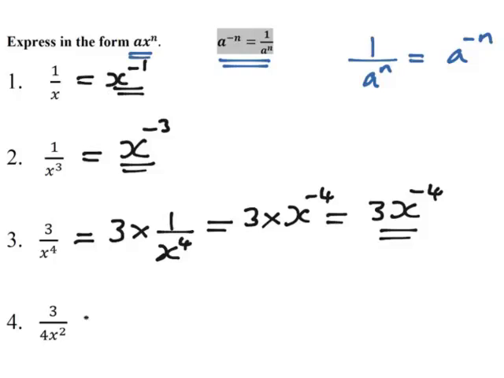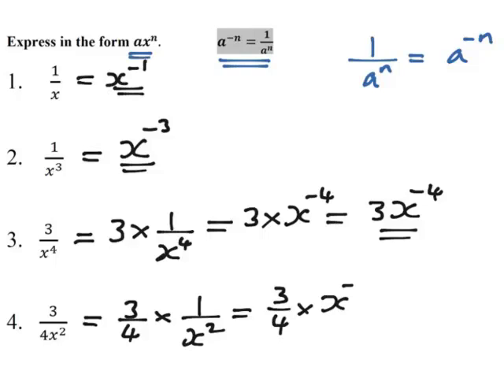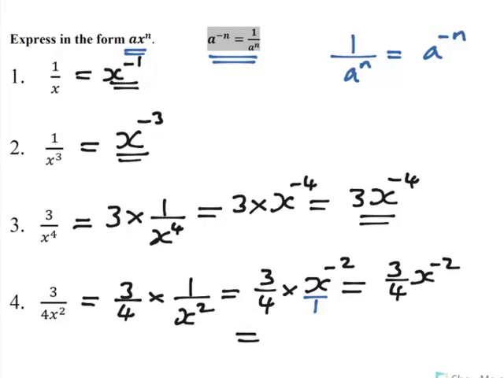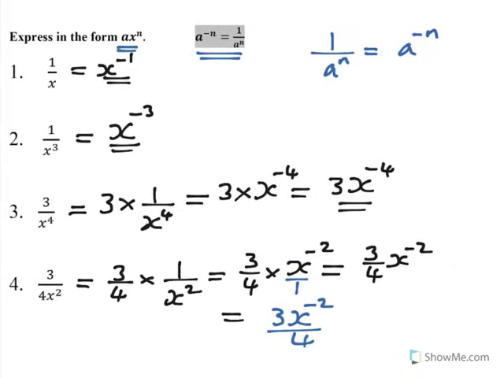Number 4, we need to think of it as 3/4 times 1 over x squared. And the 1 over x squared, based on the rule, n is 2, becomes x to the negative 2. So the final answer would be 3/4 x to the negative 2, or if you think of the x to the negative 2 as being over 1, then we can write the answer, if we want to, as 3x to the negative 2 over 4. Both of these are acceptable. Okay?